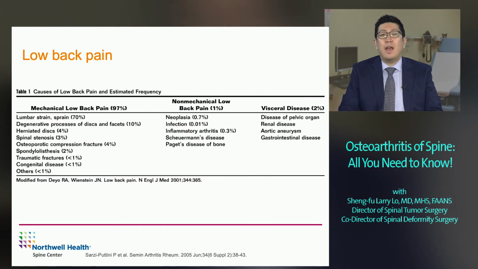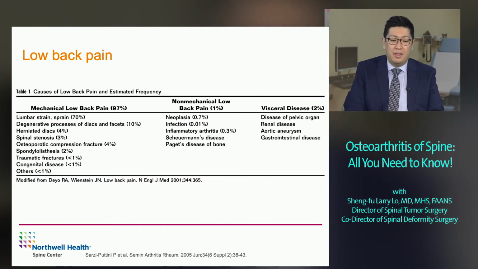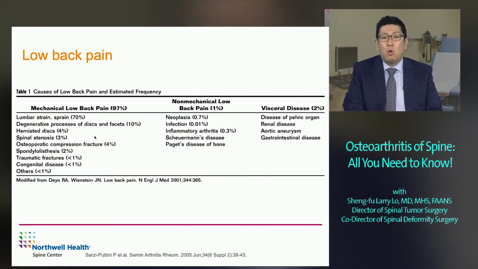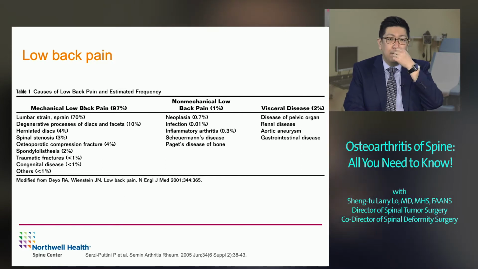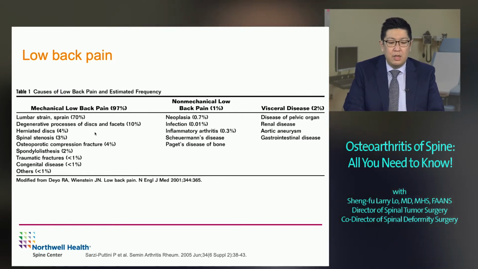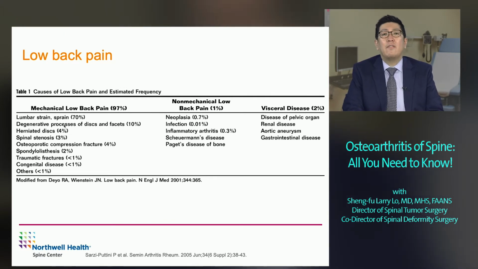If you look at the causes of low back pain, there are quite a lot, but the most common cause is a strained back, which is some type of muscle sprain or ligament sprain. We estimate that that's about 70% of patients with low back pain. But there are also other causes, such as degenerative processes of the spine or discs. You can also have herniated discs. You can have spinal stenosis, which I'll go over in a little bit.